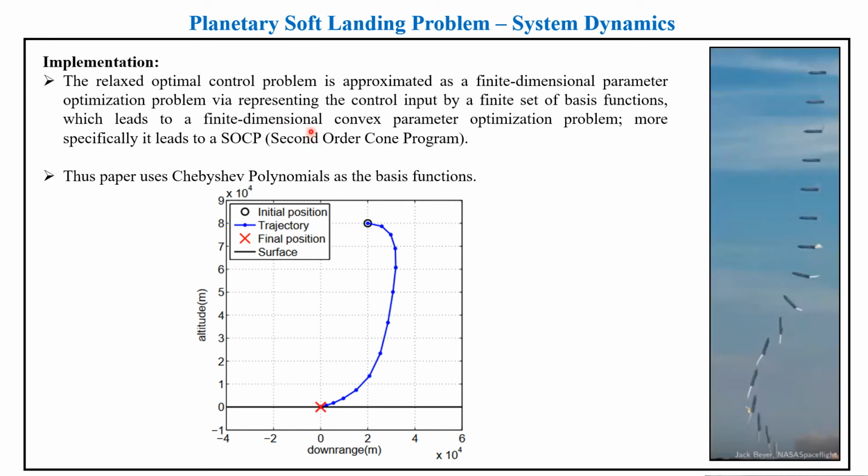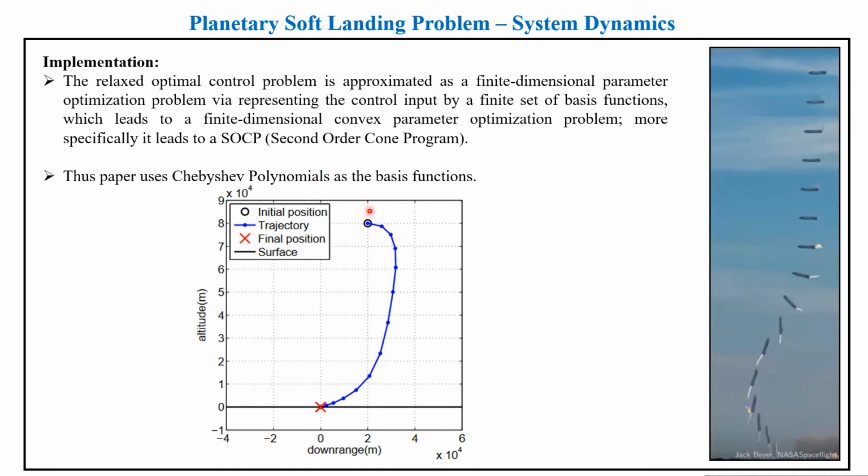Now we move on to the implementation. We have made the non-convex problem into a convex problem, and the convex problem can be solved in many ways. One of the solutions the paper uses is the second order cone program. In it, the control inputs are represented using a finite set of basis functions. The basis function used here is the Chebyshev polynomial, which are orthogonal polynomials.